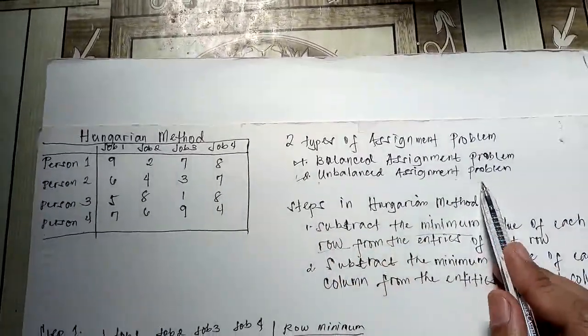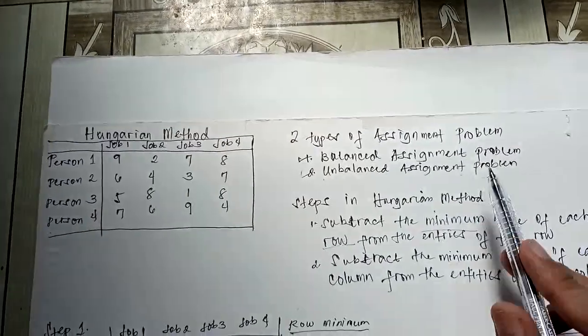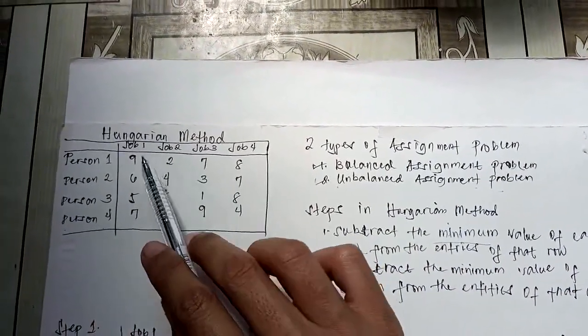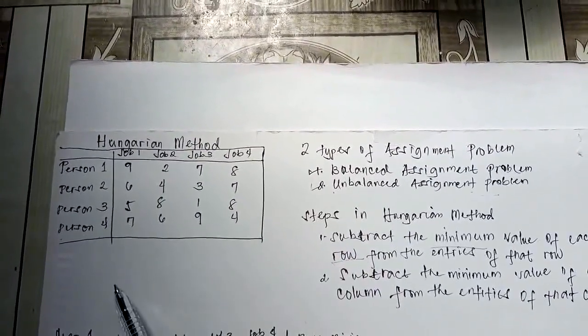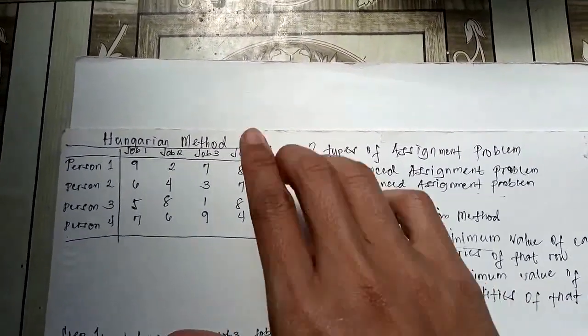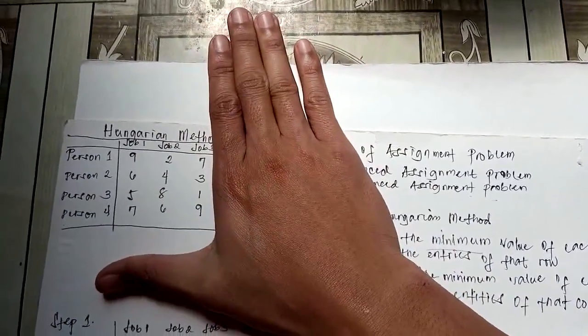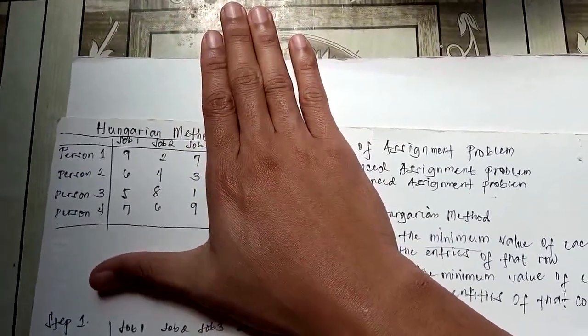Okay, so that is a balanced assignment problem. Then what is an unbalanced assignment problem? It is when the number of rows is not equal to the number of columns. So let's find out: if there are 4 rows but only 3 columns, that is an unbalanced assignment problem.